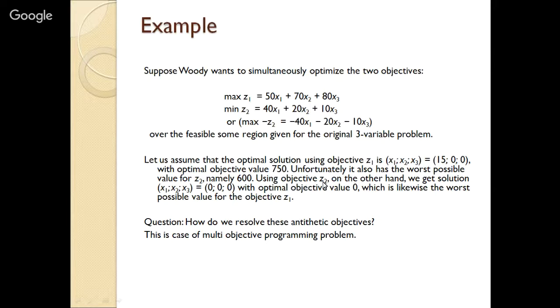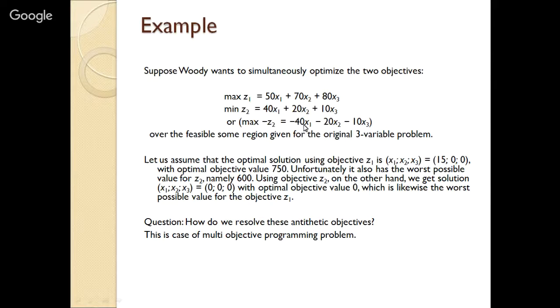So using objective Z2, on the other hand, we get the best solution at 0, 0. If we take Z2 individually, it is -40 x1 -20 x2 -10. What will be the best solution? 0, 0, because I want to maximize this. If you are taking the objective function separately, we are talking about the separate optimal solution. So for the first objective function, your optimal solution is 1500, and for the individual second objective function, your solution is 0, 0.